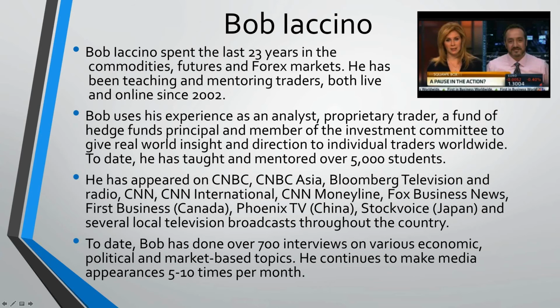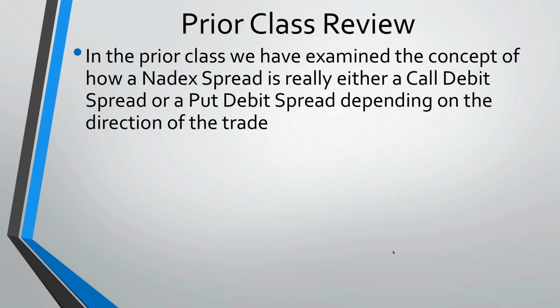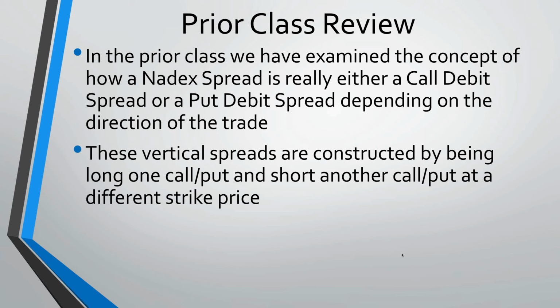So let's get right into what we're going to talk about. We're going to start off, as we always do, with a prior class review. And in the prior class, we examined the concept of how a Nadex spread is really either a vertical call debit spread or a vertical put debit spread, depending on the direction of the trade. And these vertical spreads are constructed by being long one call or put and short another call or put at a different strike price.